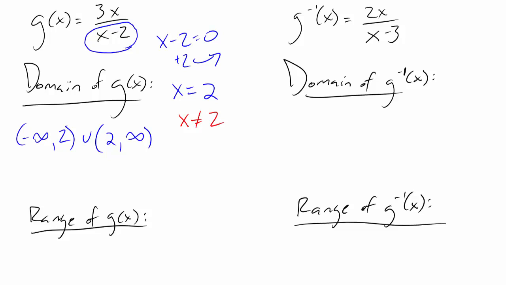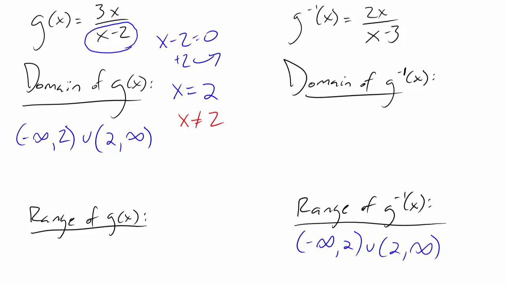And the relationship between g and g inverse is such that the domain of g of x is the range of g inverse. So that means the range of g inverse is also negative infinity to 2 union 2 to infinity. So that's half of our problem dealt with.